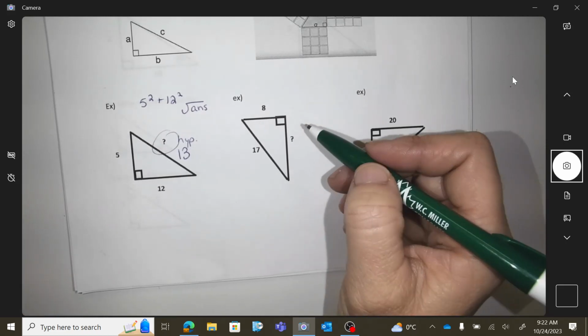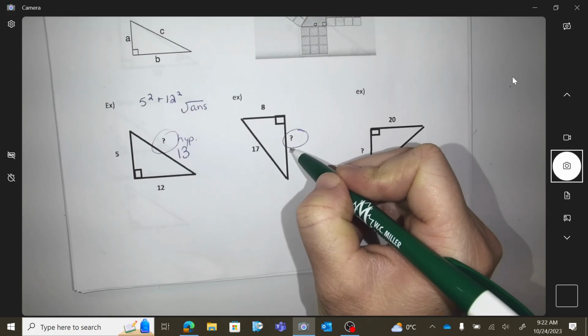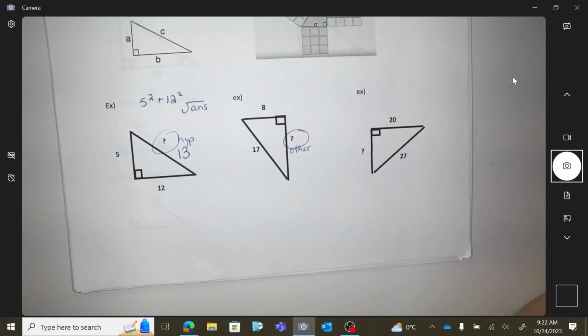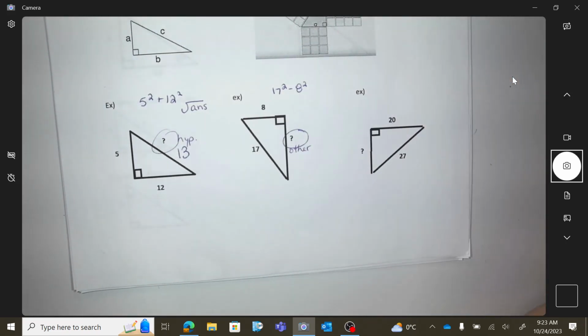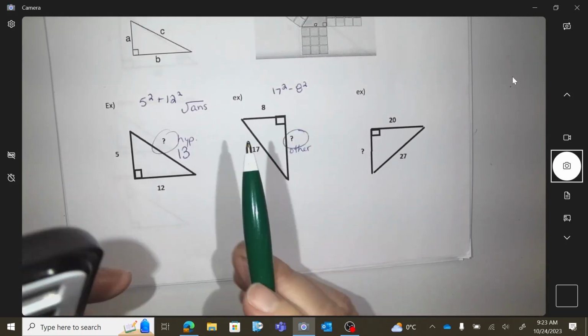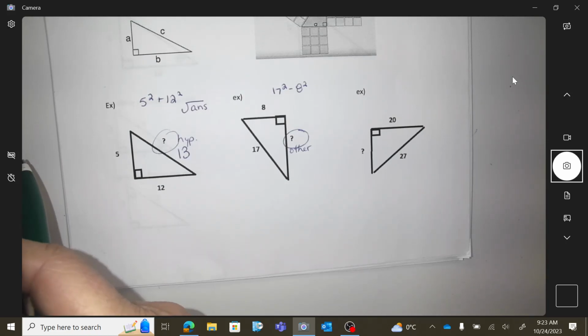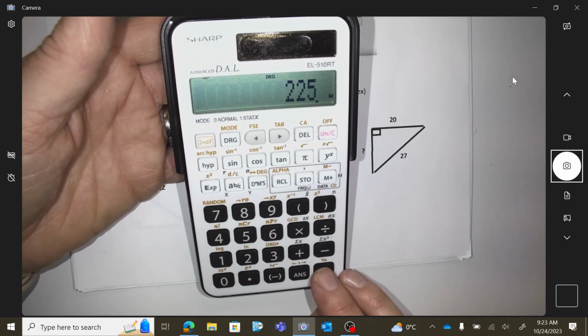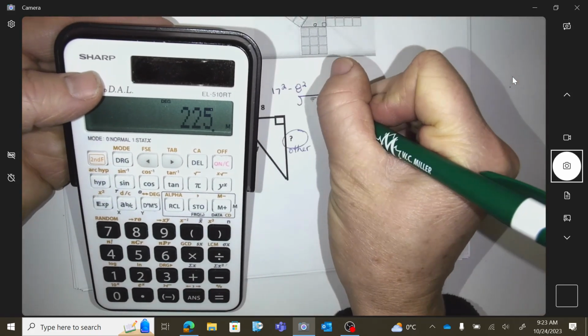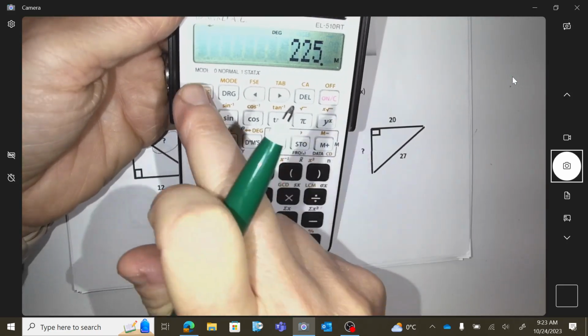Okay, so on question 2, this is an other side. I'm just going to call it another side. It's not the hypotenuse, right? So if I want to find the other side, I'm actually going to subtract because I'm getting one of the smaller sides. So this is what I want you to type in. So 17 squared minus 8 squared. Then I want you to go the square root and push the answer button again.